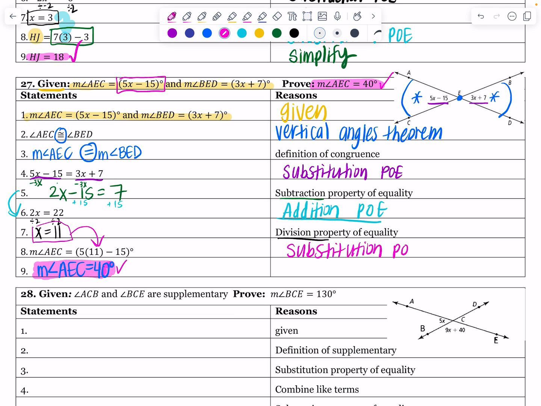That is going to be our substitution property of equality. I substituted it in, and so when I substituted that in, I can then simplify it. 5 times 11 is 55, minus 15 is 40. I did that to one side of the equation. I simplified that algebra, and so 5 times 11 minus 15 gives me 40, which is what I ultimately wanted to prove. So that was proof number 27.